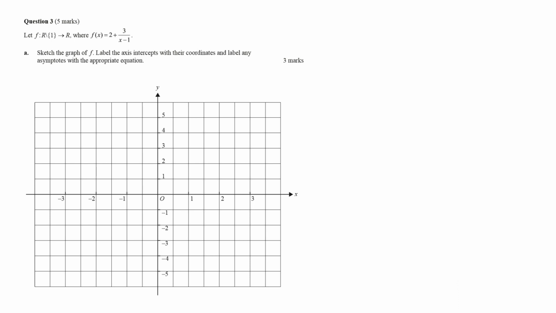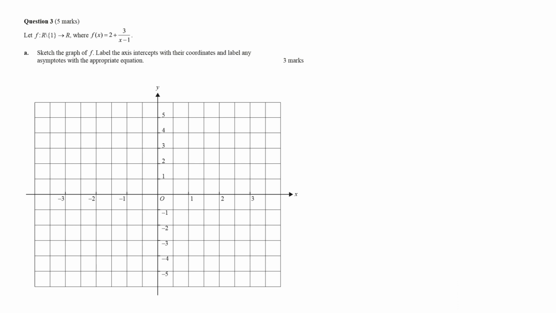Let the function f where f of x equals 2 plus 3 on x minus 1. Sketch the graph of f. Label the axis intercepts with their coordinates and label any asymptotes with the appropriate equation. The graph of f of x is going to be a positive hyperbola.